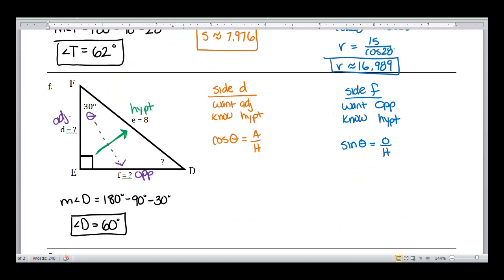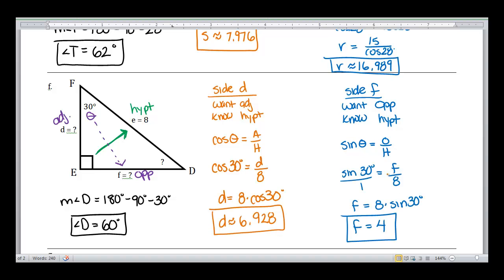So here we found the measure of angle D to be 60 degrees. Since side D is the adjacent side and we were given the hypotenuse, the function that uses adjacent and hypotenuse is cosine. And so I'm going to plug everything into this ratio. For side F, that was the opposite side, but again we were given the hypotenuse. The sine function uses the opposite and the hypotenuse, so I'm going to plug everything into here and solve. Please again pause the video and solve each function.